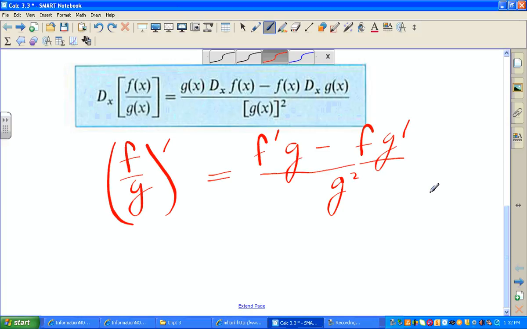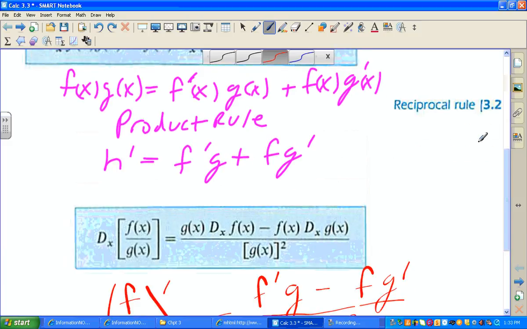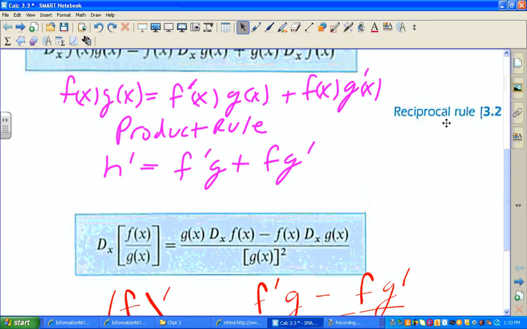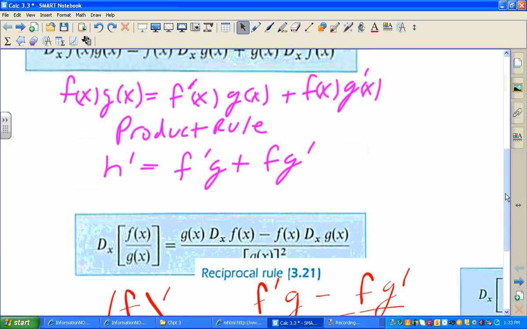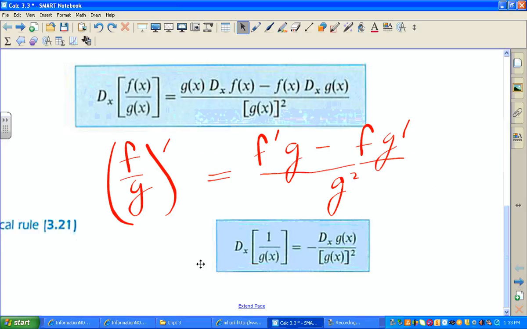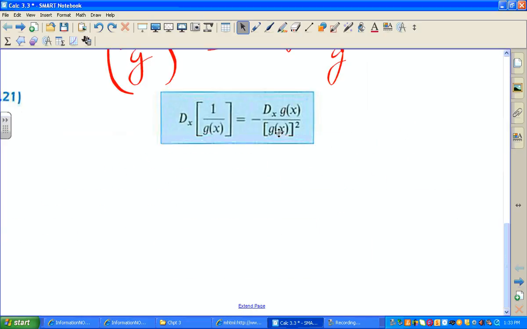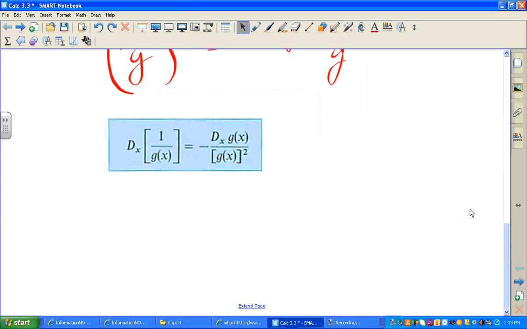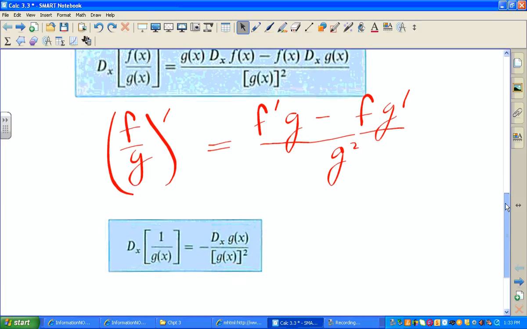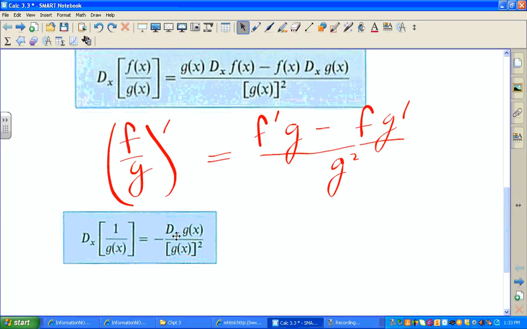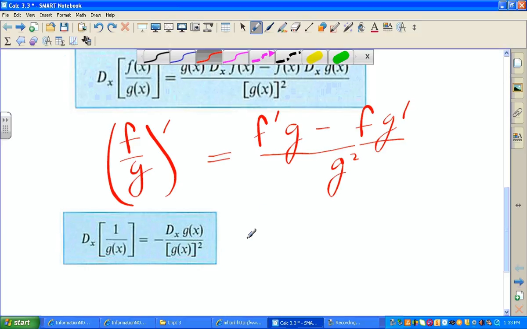Okay? Now here comes another rule. Are you ready? I don't consider this next one to be a rule, but I will show it, because in the past, about 30% of the people use this. The reciprocal rule. Does anybody notice anything about the reciprocal and the quotient? They are very much alike.